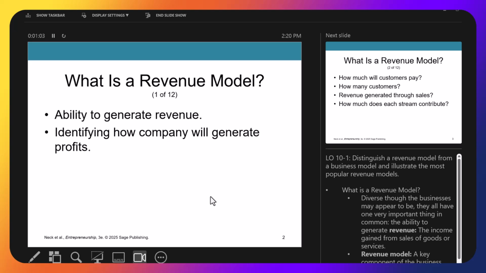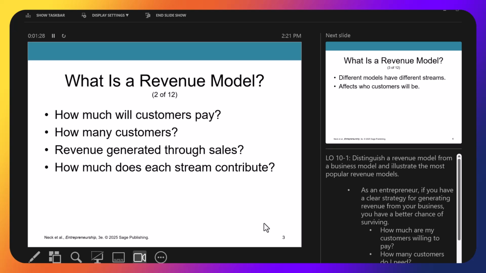What is a revenue model? The ability to generate revenue, identifying how a company would generate profits. Bottom line, this is how people stay in business. If you have revenue and profits, this is how you stay in business. But there are multiple ways to do it, many ways, and we're going to talk about that in this chapter.